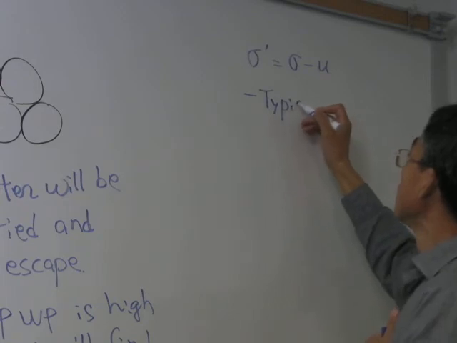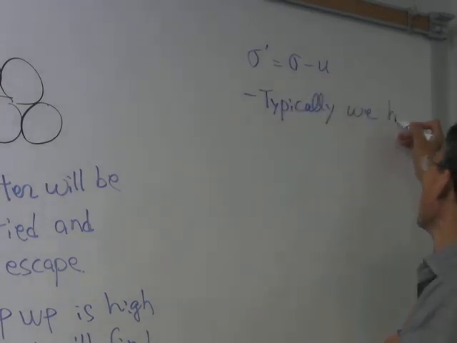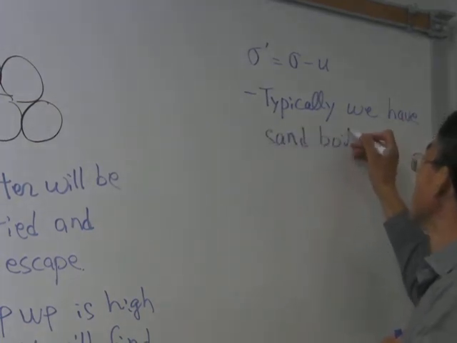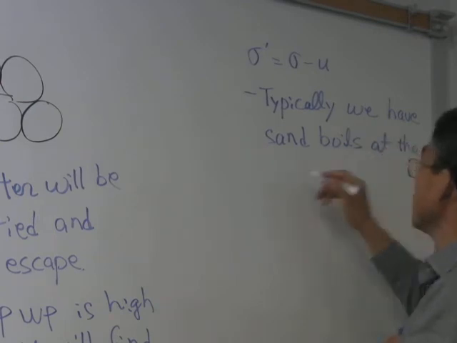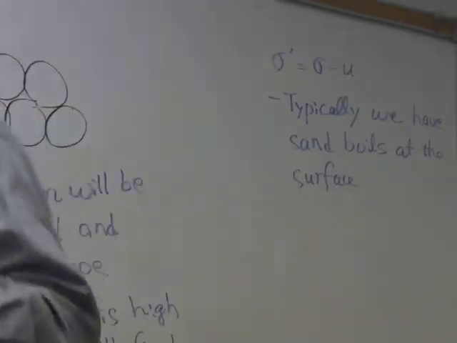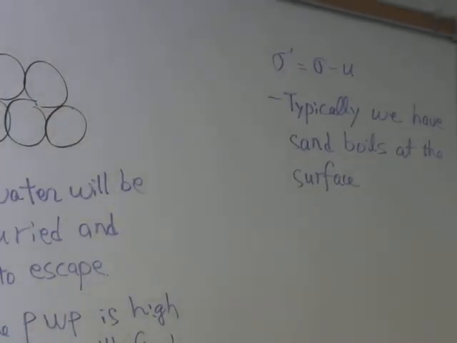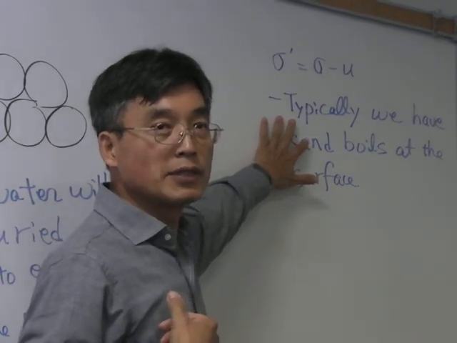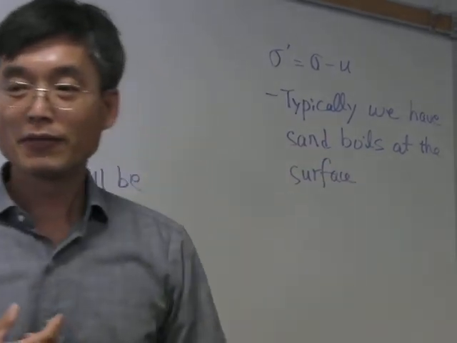Typically, we have sand boils at the surface. Again, when somebody hit us really hard, our face will be bloody. That blood will come from some place, not everywhere, maybe a couple of different places. Let's say those places that we have blood, we will call it sand boils. Instead of blood boil, we will call it sand boils for civil engineering.